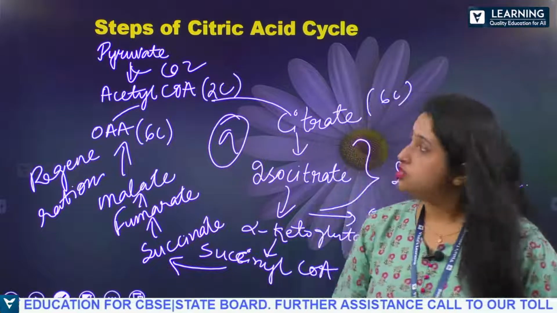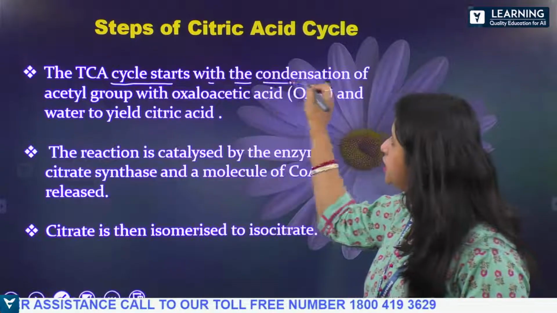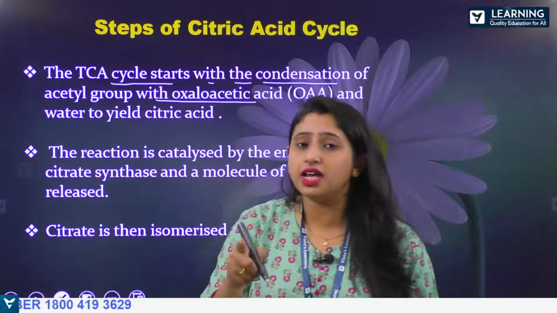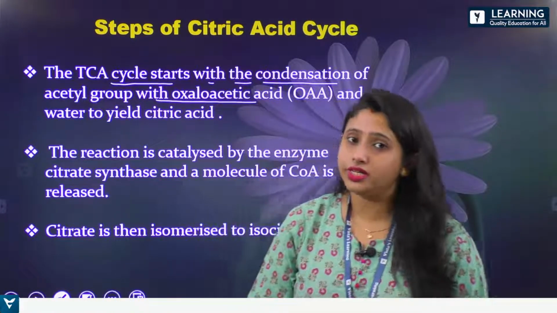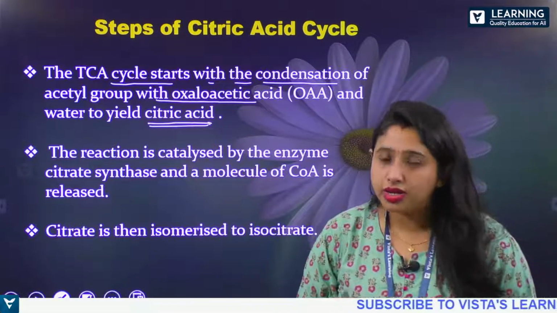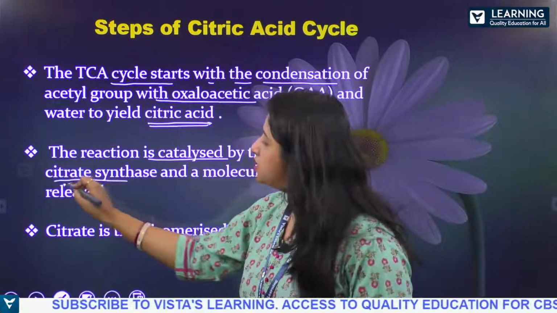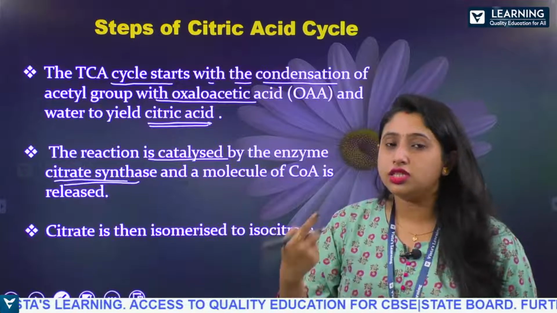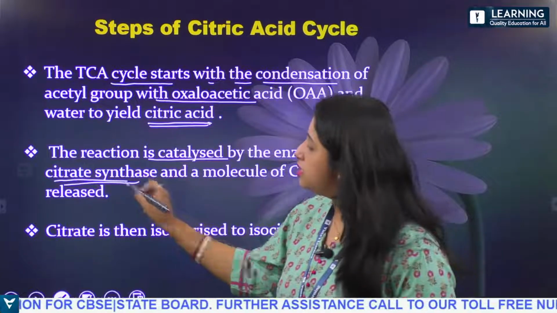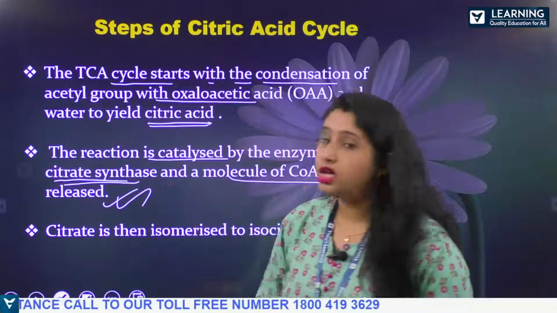Clear? Yes. So next, the TCA cycle starts with the condensation of the acetyl group with oxaloacetic acid. So what happens? The acetyl group will condense with the oxaloacetic acid, and it will lead to the formation of citrate or citric acid, right? The reaction is catalyzed by the enzyme citrate synthase. So conversion of oxaloacetate and acetyl CoA to citrate is done by the enzyme citrate synthase. Okay, and the molecule of coenzyme A is being released.